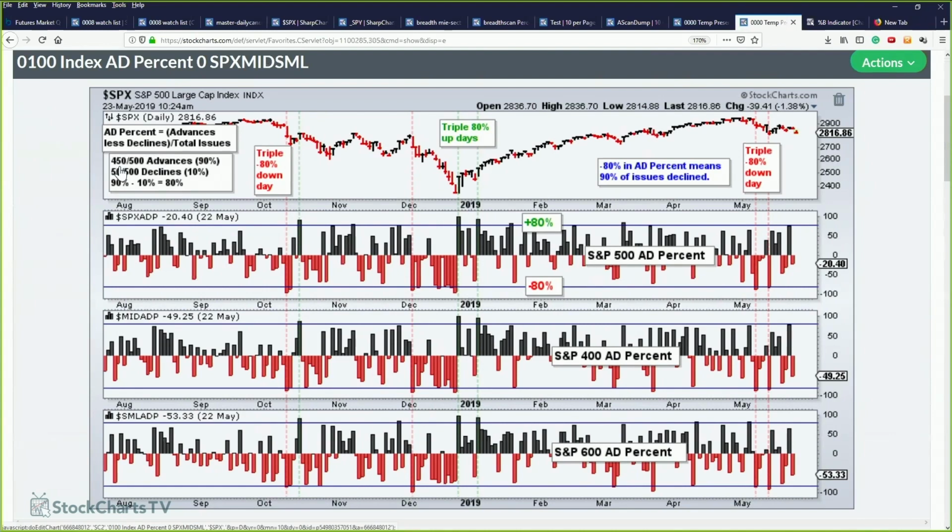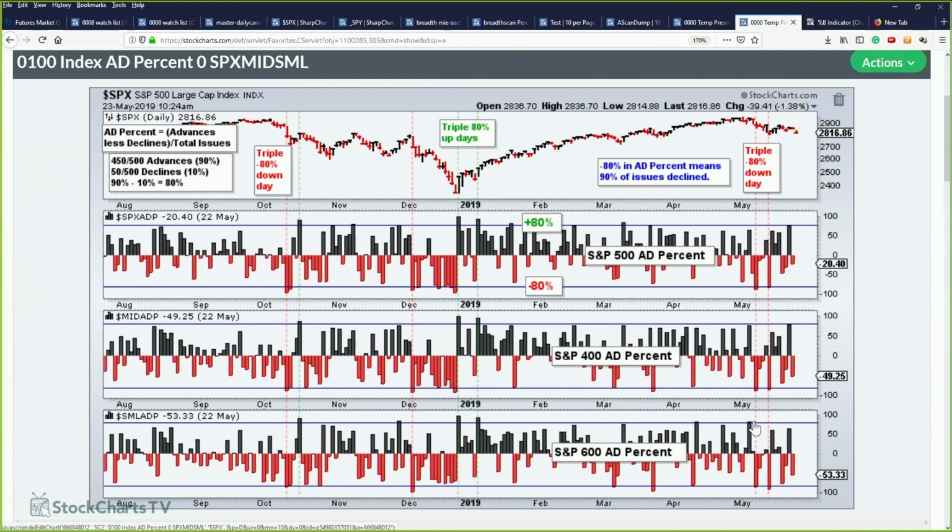That shows exceptionally strong buying pressure. The flip side would be a minus 80% down day, which shows exceptionally strong selling pressure. So if we look in late December and early January, we had two 80% up days. Well, I put triple, but we had one in late December, one in early January. The reason I call them triple is because we got them in the S&P 500, the S&P MidCap 400, and the S&P SmallCap 600.